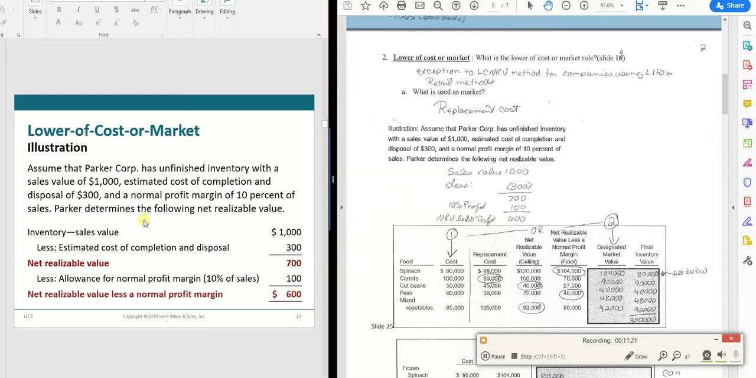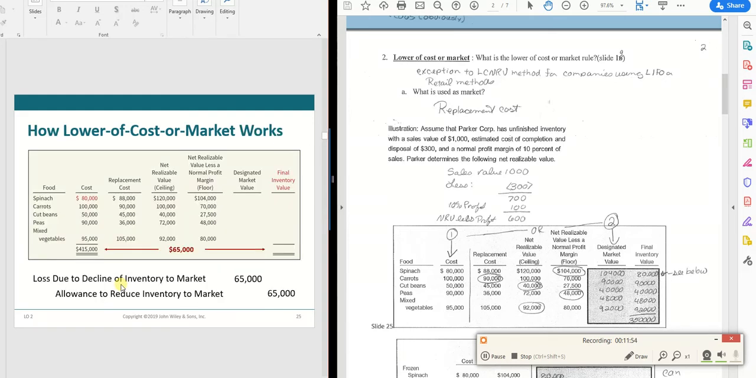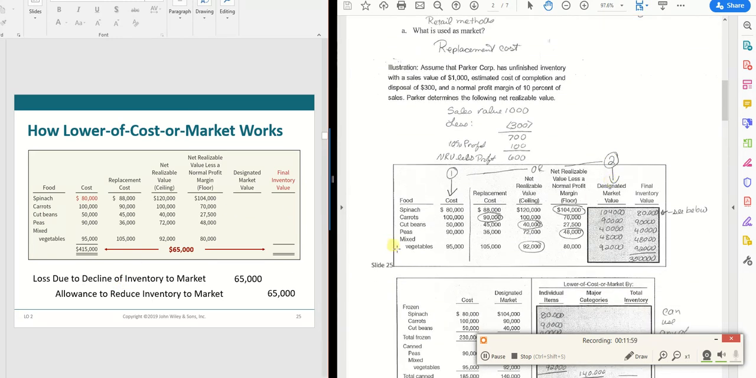This problem doesn't tell me what my replacement cost is. But if my replacement cost was below 600, I would have to use 600 because I can't go below the floor. If my replacement cost was above 700, I would have to use 700 because I can't go above the ceiling. And that'll become clear in just a second. So notice the ceiling is 700, the floor is 600. So if your replacement cost is between there, I'm golden. If not, I use the ceiling or the floor. And I'll just do some. Okay, so this one is this problem right here. So fill it in as we go.